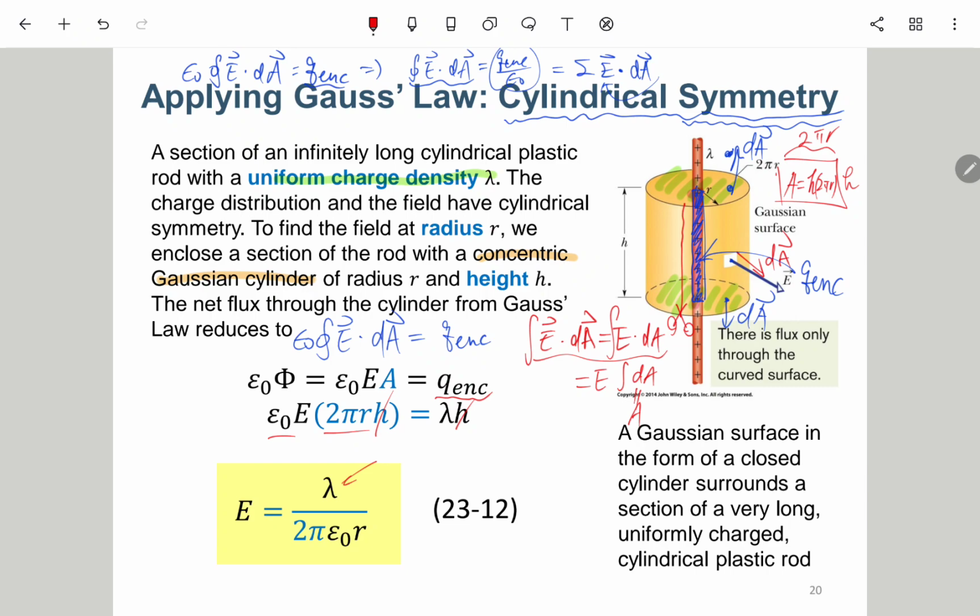It makes sense because if you have more charges, they will generate a stronger E field, and it is inversely proportional to the distance from the rod to the point you are concerned with. That also makes sense, because if you are far away from this rod, then the E field is weaker, and this is like a constant. So something like this. Any questions?